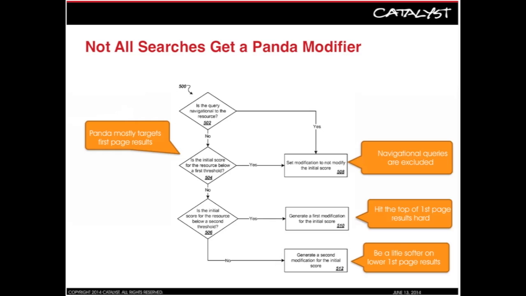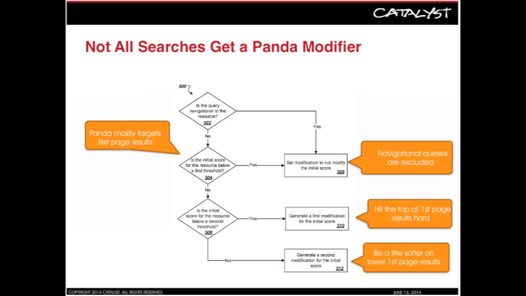So if I were to go to Google and put in facebook.com, Google would say, clearly this is a navigational type query. If this query is a navigational query, then we go to the right and we set the modification score to not modify the score. What that means is navigational queries are not affected by Panda. If it's not a navigational query, then we move on to the next criteria.